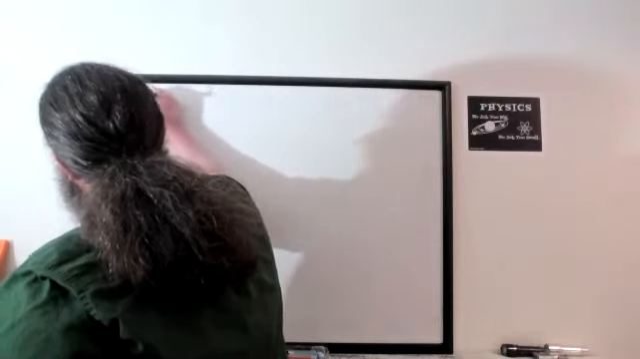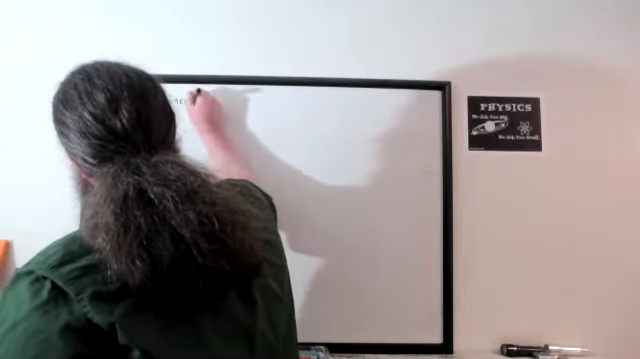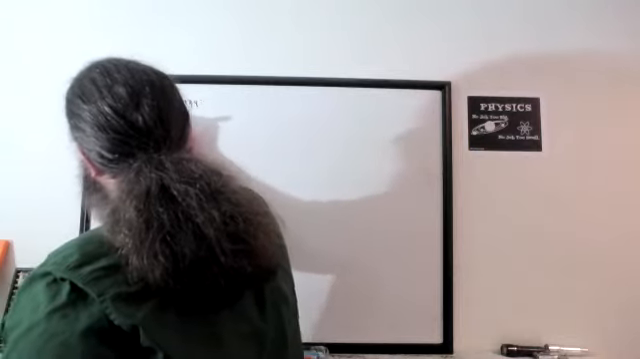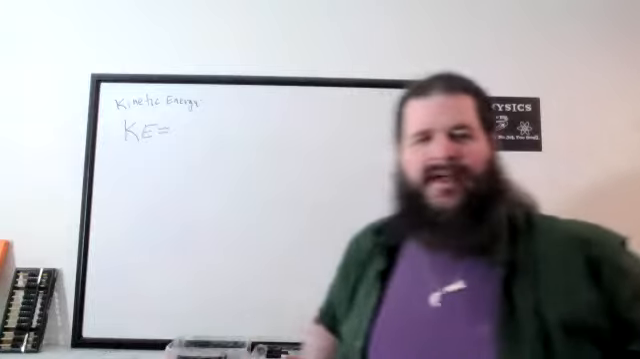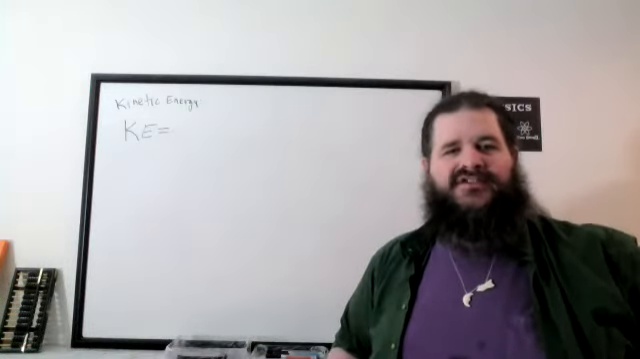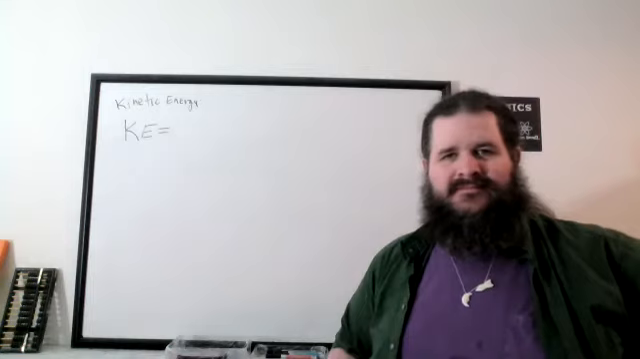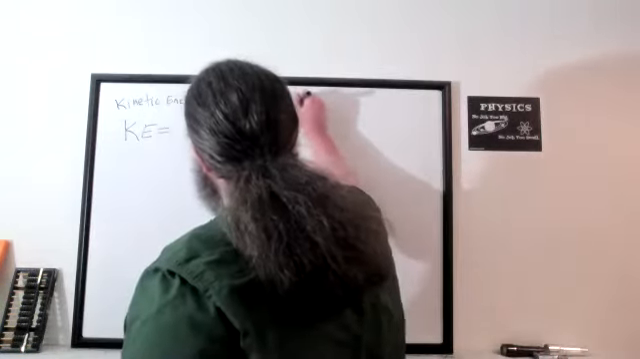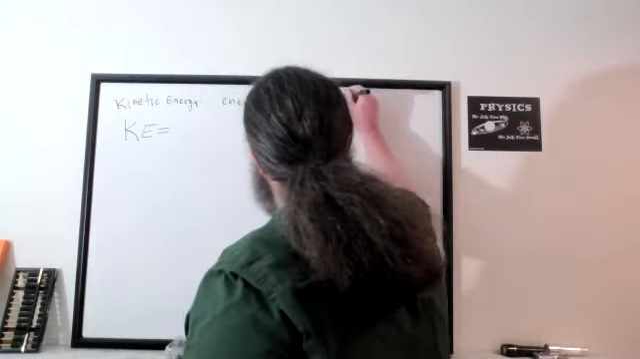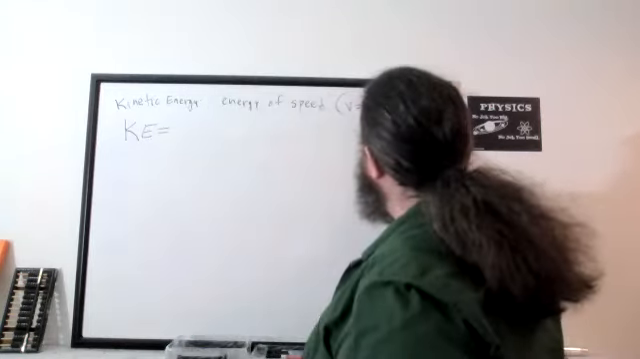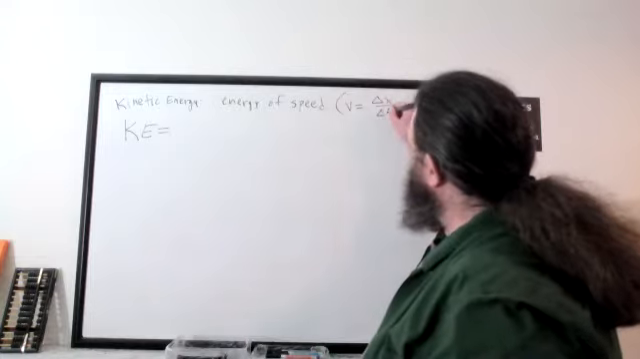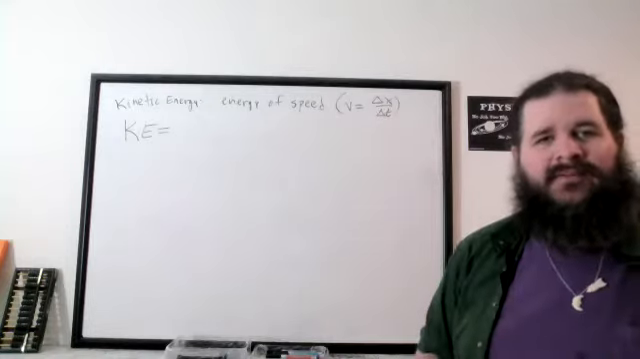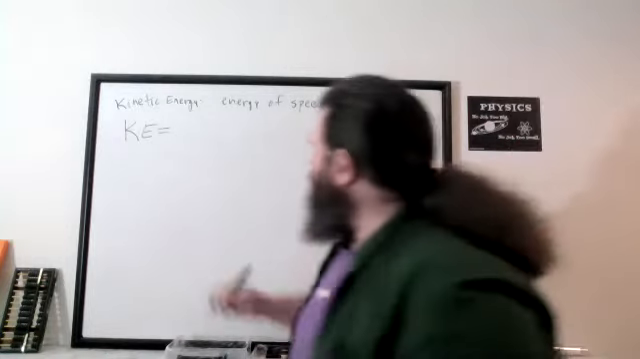Okay, so starting with kinetic energy. What's the usual indicator for that? What has to be changing in order for kinetic energy to be involved? Speed. Yeah. Energy of speed. Speed being distance over time, how much the position is changing divided by how much time passes. So it's going to have to involve speed somehow.